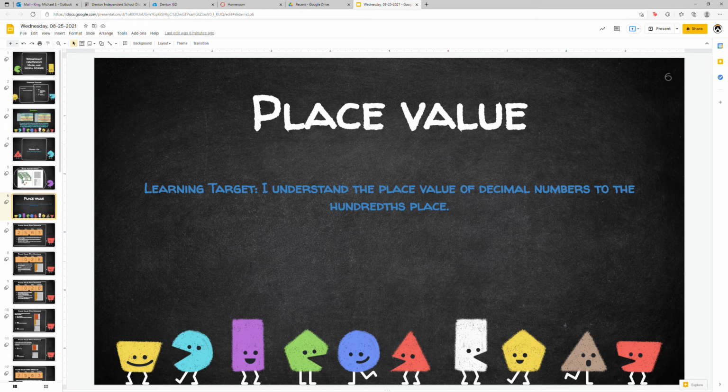Today we are talking about a different place value. We have talked about place value quite a bit already, but now we are looking at decimals. So our learning target today is: I understand the place value of decimal numbers to the hundredths place, not the hundreds place, hundredths.